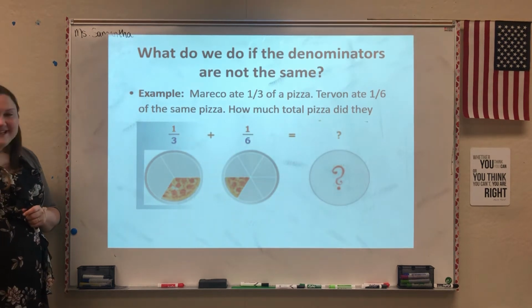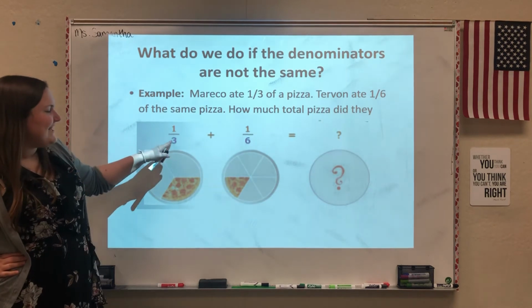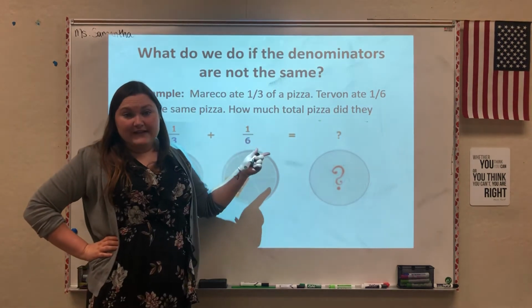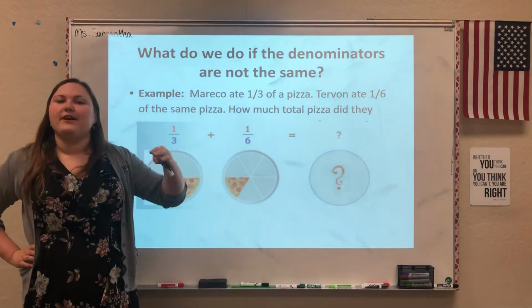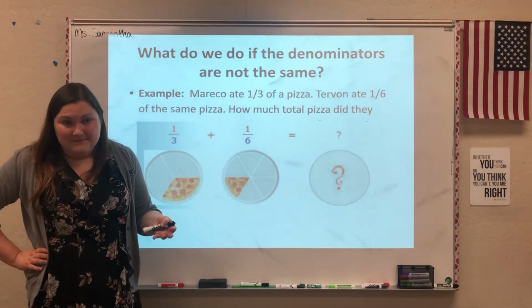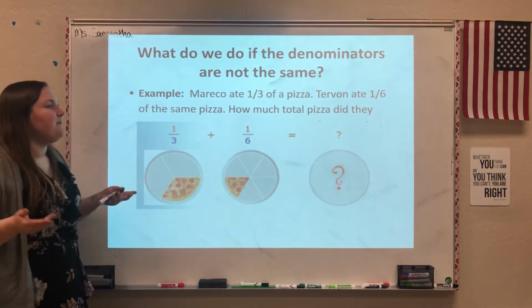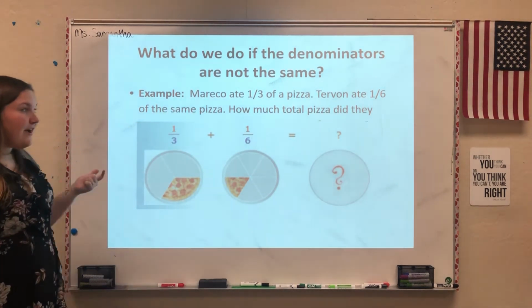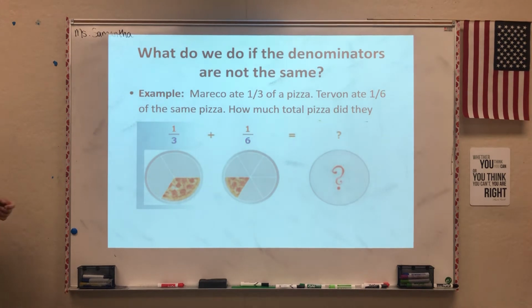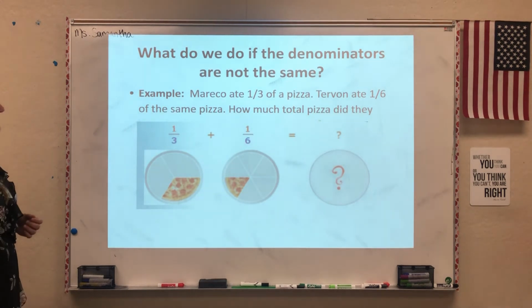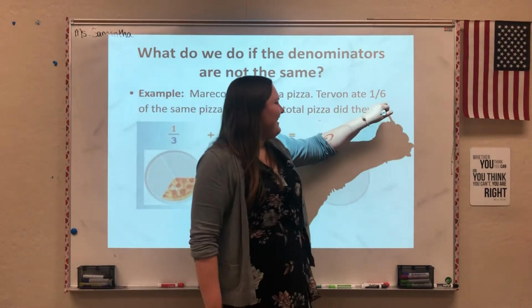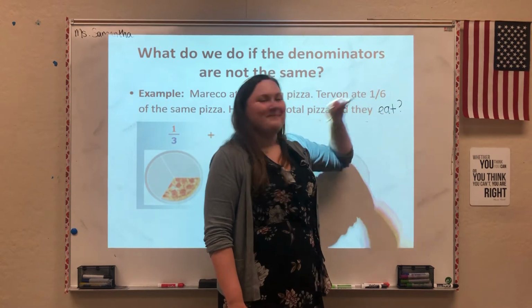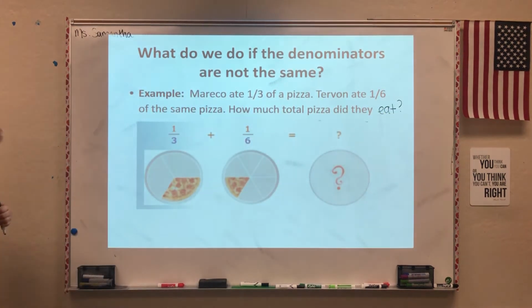Well, this one here is different because if I look at these fractions, I see the denominators are different, which was not the case before. Every single other problem we've done so far, they've been the same. That's not always going to be the case. So for example, I've got the same people, well, not the same pizza, but the same idea, except now I've changed it to Mariko ate 1/3 of a pizza and Trayvon ate 1/6 of the same pizza. And so the question is, how much total pizza did they eat?